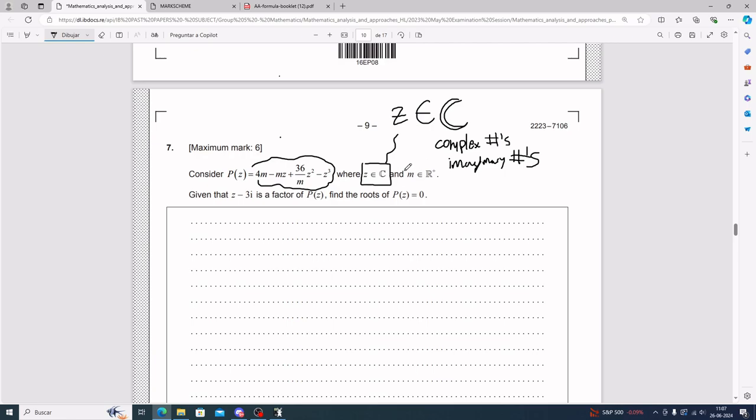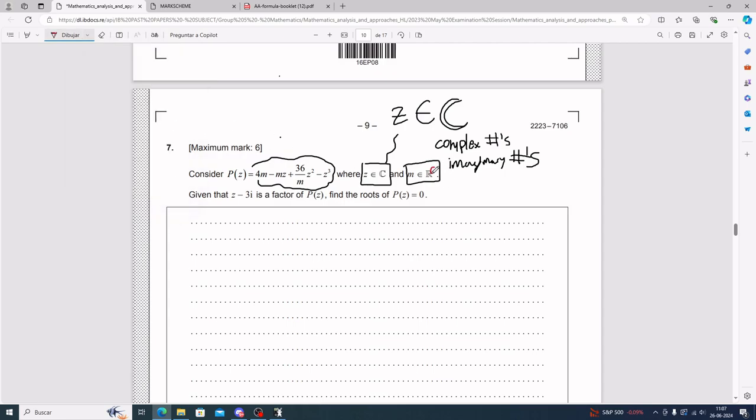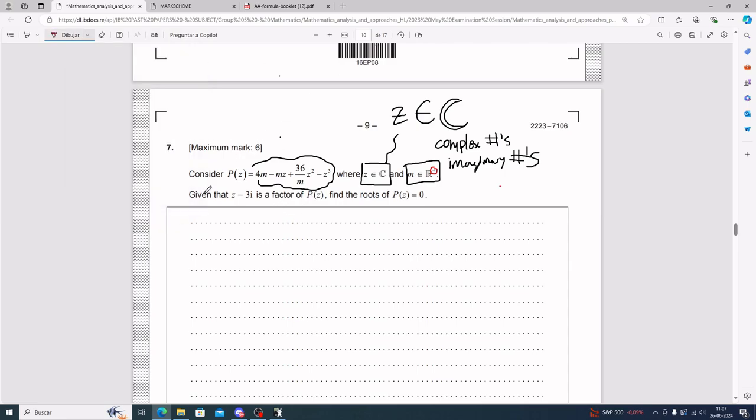On the other hand, you know that m pertains to all real values, which are positive. So there's a small detail that might be very useful down the road. Basically your values for z are the imaginary part of your polynomial, and your values for m are the real part of your polynomial. And with that information, they tell us, given, okay, that's kind of huge.